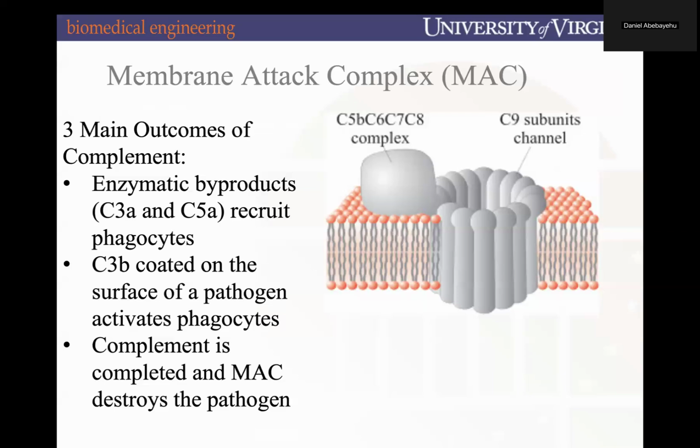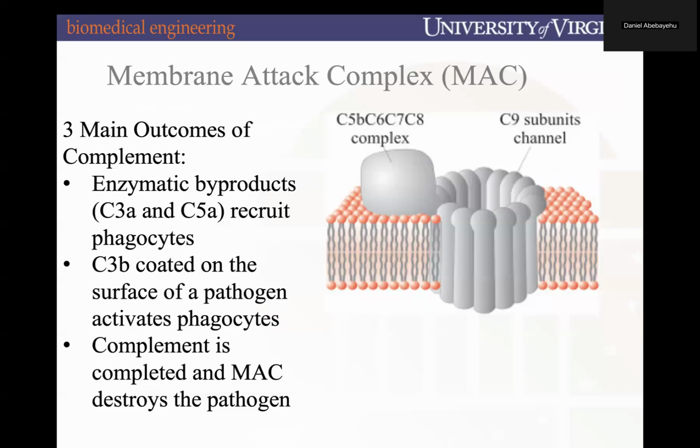So once we have C3b coated on the surface of the pathogen, we have the C5 convertase. C3b interacts with a couple of different markers, a couple of different proteins that contribute to the formation of the C5 convertase. So C3b contributes to the formation of the C5 convertase. And once you get the C5 convertase, now you get C5a and C5b.